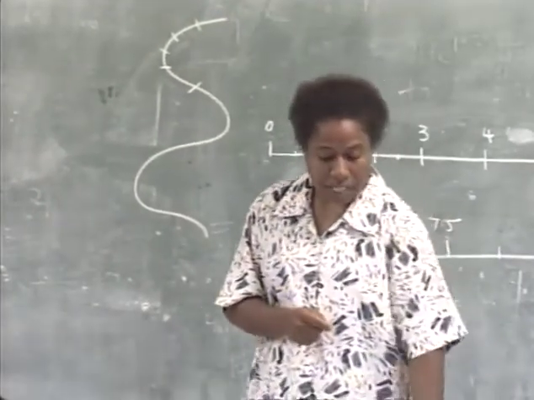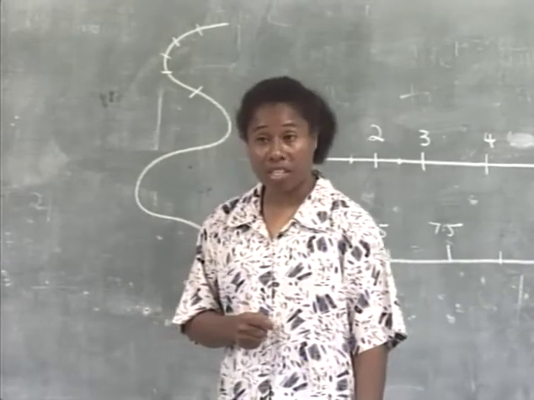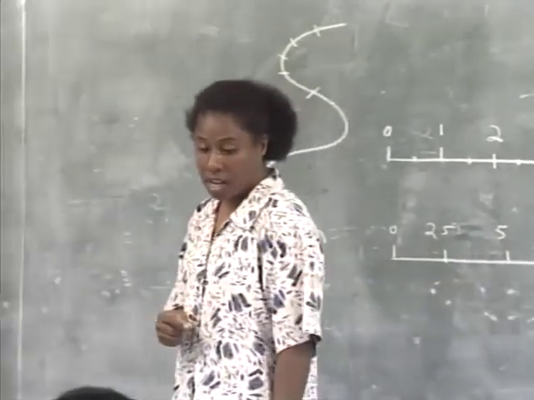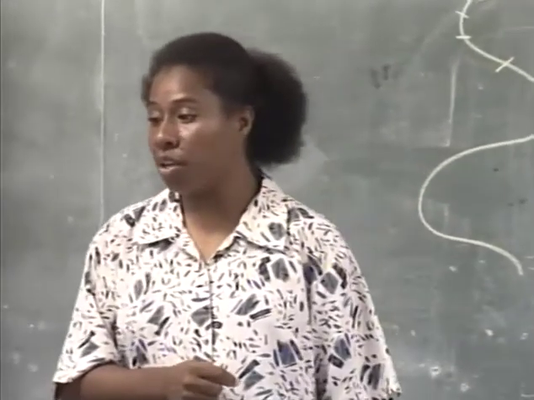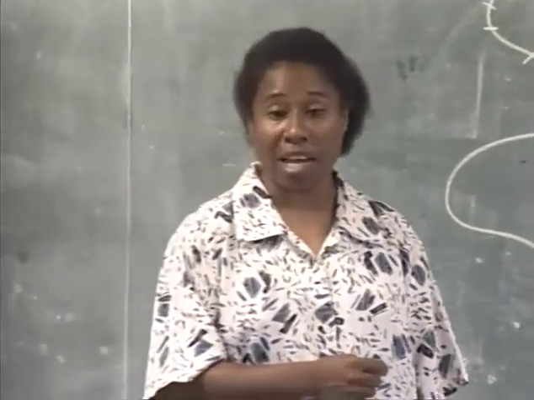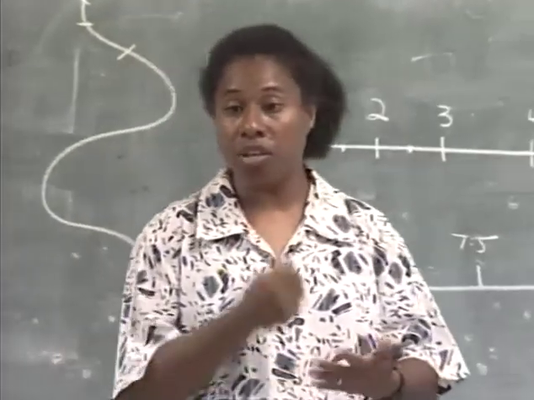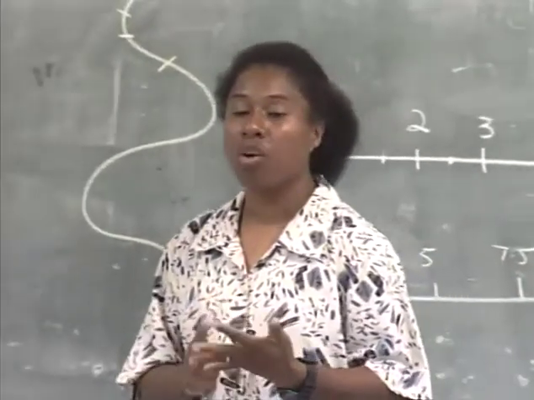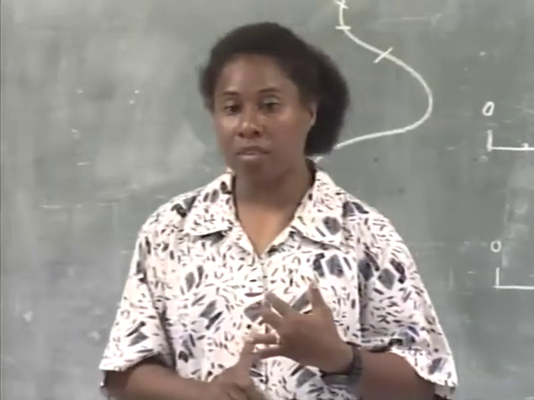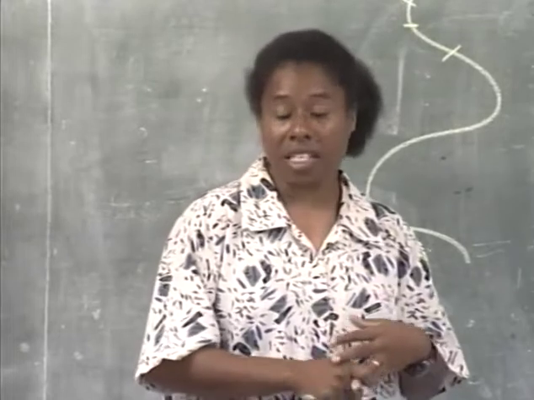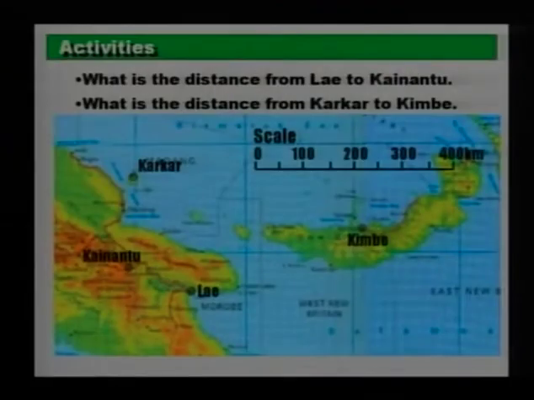Okay, now let's look at some activities on measuring, or calculating, distances. You have the atlases in front of you. Use the information on page 10 and 11 of the atlas to do the following calculations, using the scale that is given and a ruler or a piece of paper to measure the distance between the points. The first activity: calculate the straight line distance from Leh to Kainantu.